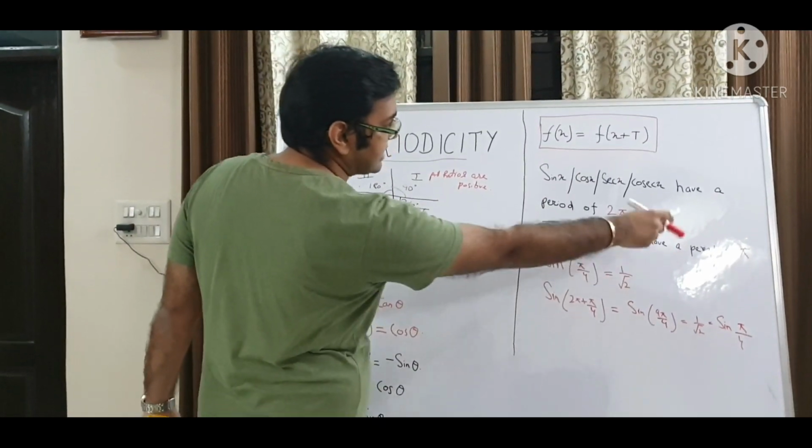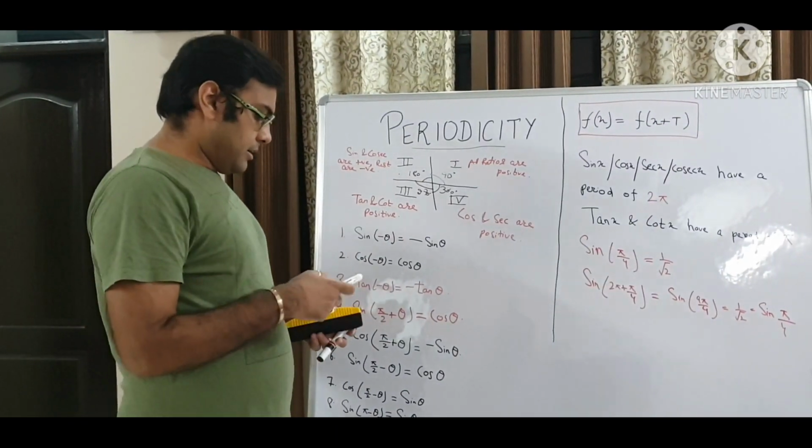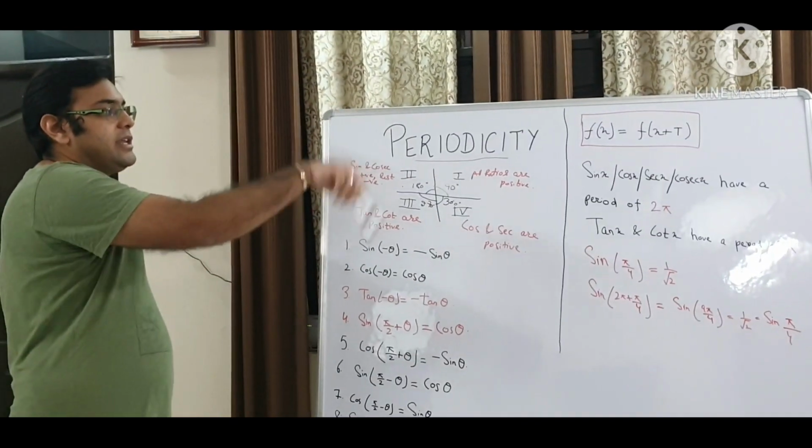Now tan x and cot x have a period of pi, they repeat themselves at a period of pi. I hope I have made myself very clear on this.